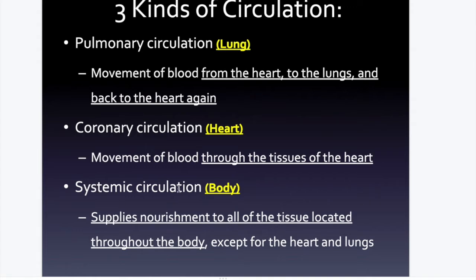Next, we have systemic circulation. If you think of systemic as in systems, like all of your body systems, this is when your blood gets pumped from the left side of your heart to all of the rest of your body. Okay, and that's going to be except for the heart and the lungs, because that circulation will happen for the lungs with pulmonary circulation and for the heart with coronary circulation. So all of your other body systems and body parts will get blood supplied to them with oxygen and nutrients through systemic circulation.